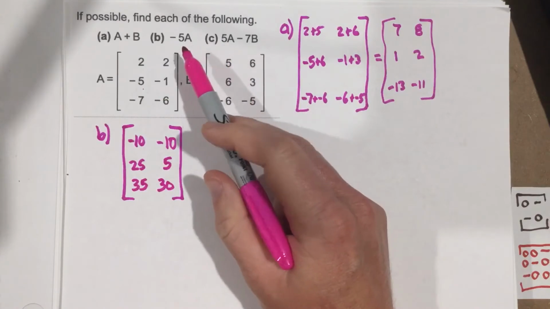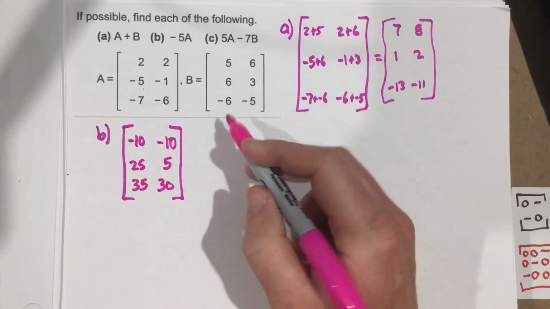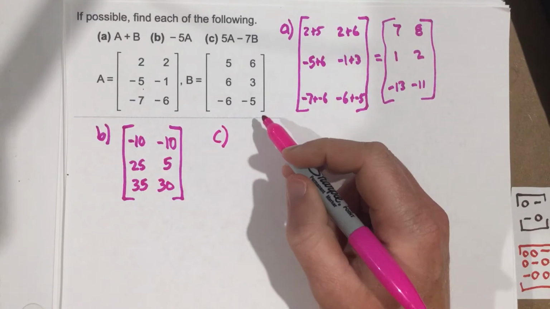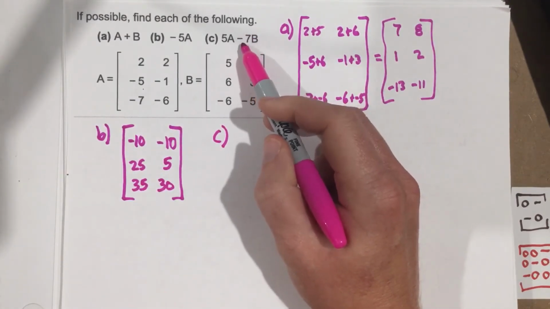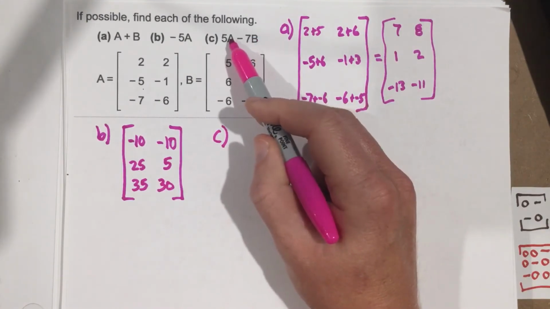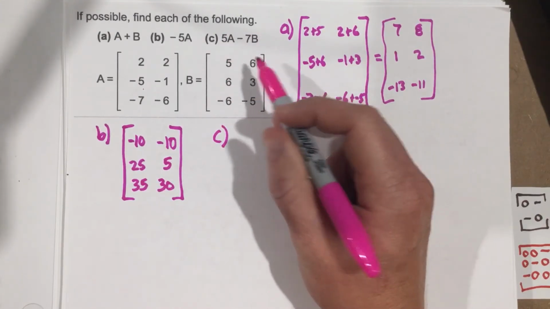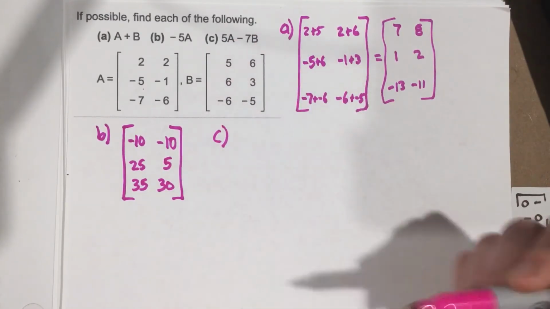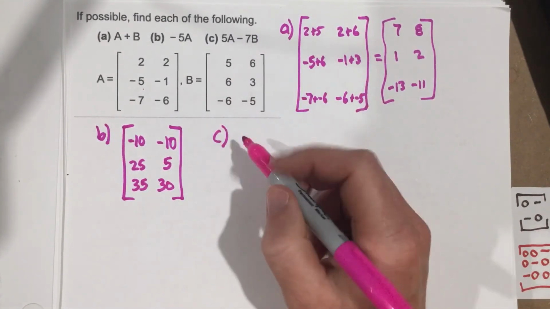Now for the combination of the two. We have 5A minus 7B here. So, for part C, I like to do the problem, especially with the negative 7B, I like to distribute the negative 7 to the B, and then just add the result I get from 5A and negative 7B together. Now you could just multiply 5 times A and 7 times B and then subtract them, but I prefer to usually multiply the negative 7 into the B matrix.